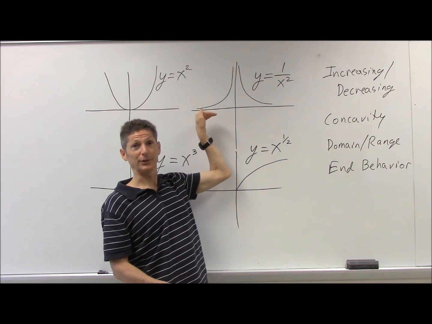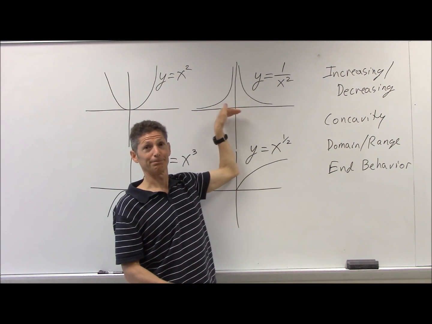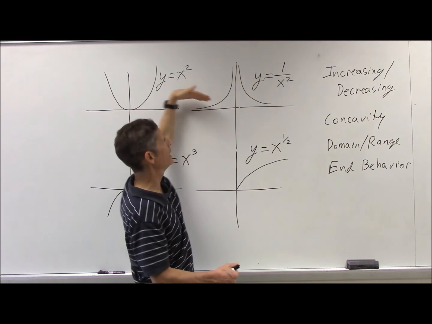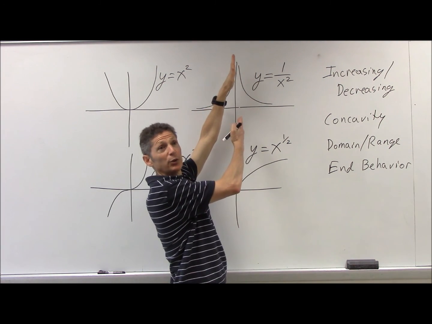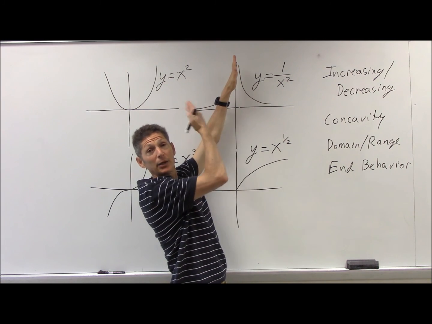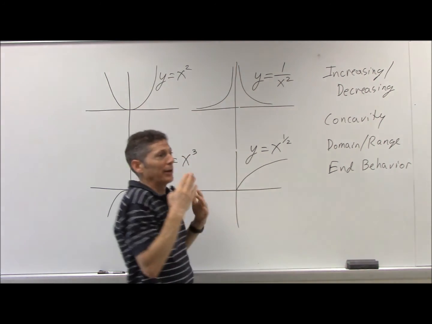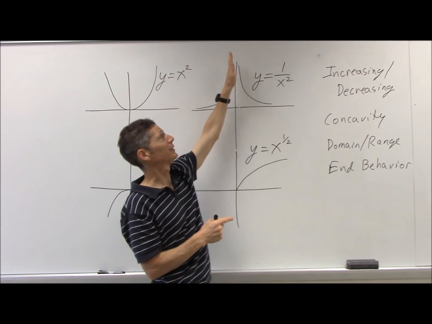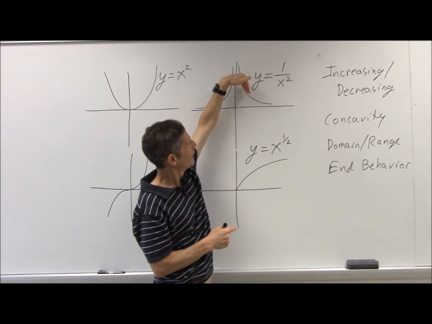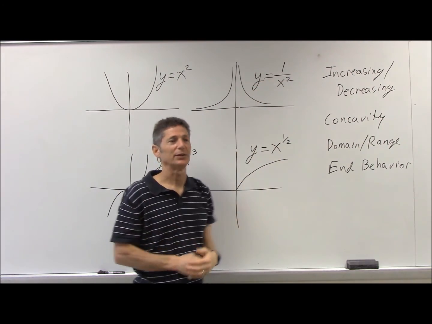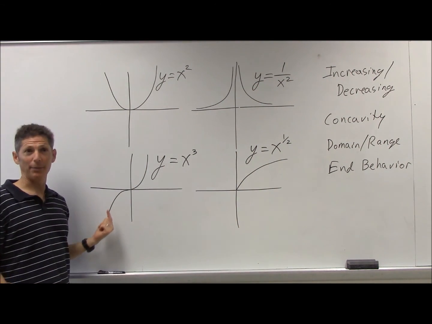So how about this function? I'm thinking if I'm walking from left to right, the function is increasing. That's right. So I'm increasing, I would say, for x values less than 0, on this side, and then I'm decreasing. And then I hit a vertical asymptote there. Right, where the function doesn't exist. And then the function is decreasing for all values x greater than 0. That's exactly right.